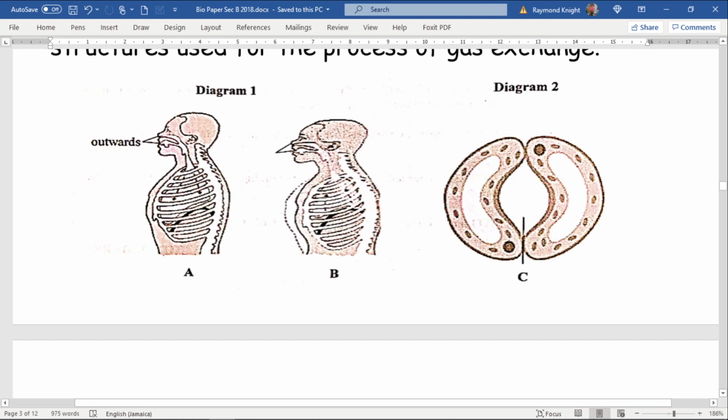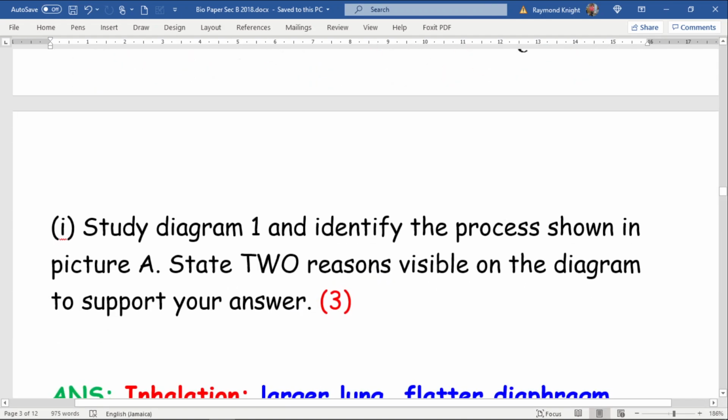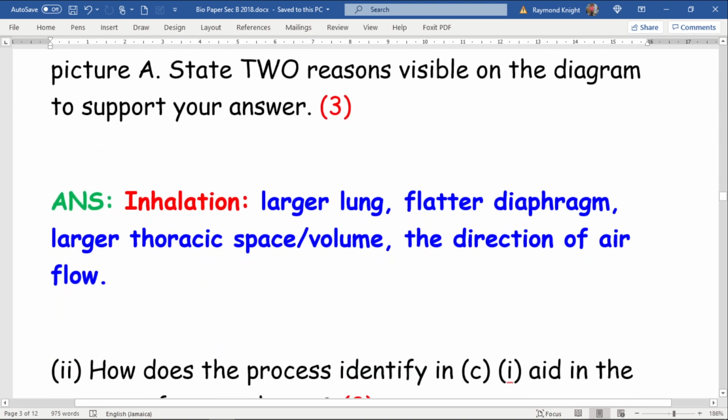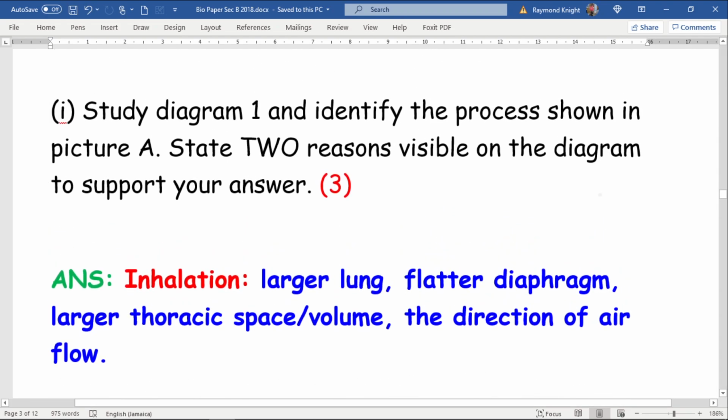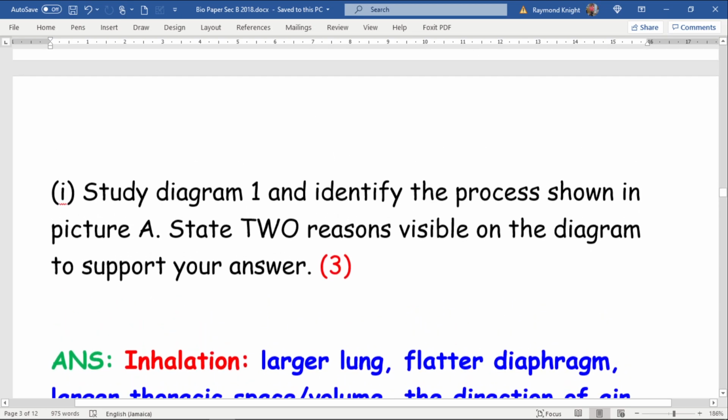If you notice, you'll see right here, 2 arrows going in. But I'm going to talk about that a little bit. All right, so let's jump down to the question now. The answer now is inhalation. You're inhaling, okay? So inhalation, and the evidence on the diagram, or the visible signs or reason on the diagram. Look at the diagram carefully.